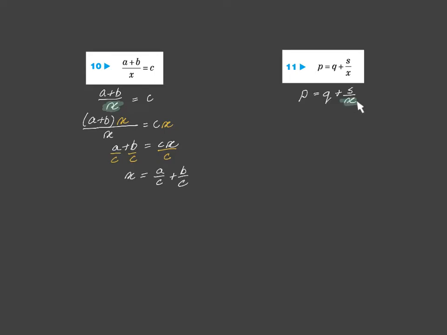In number 11, x is in the denominator again, and so I need some magic maths. Before I can do magic maths, I must subtract q from both sides, so it is just the x term sitting on the right side.